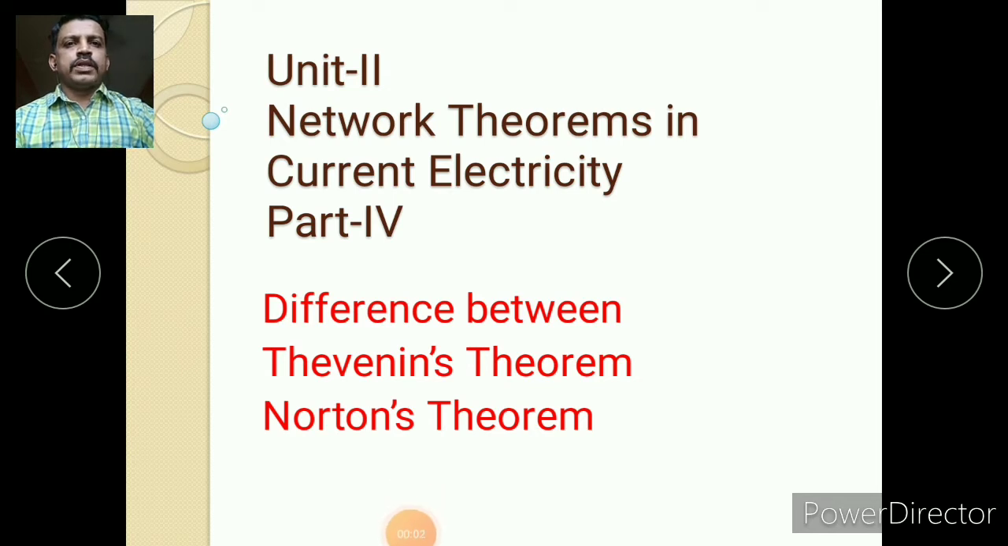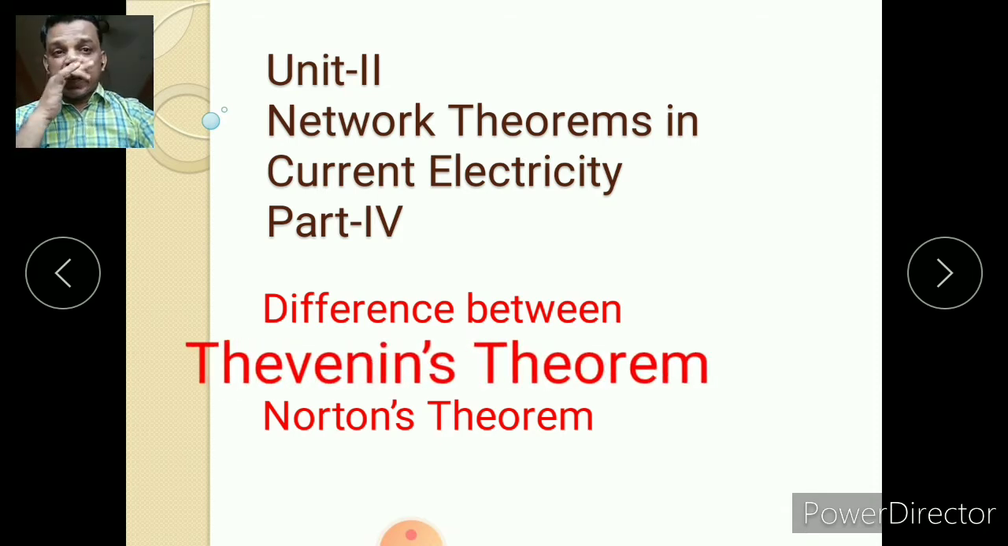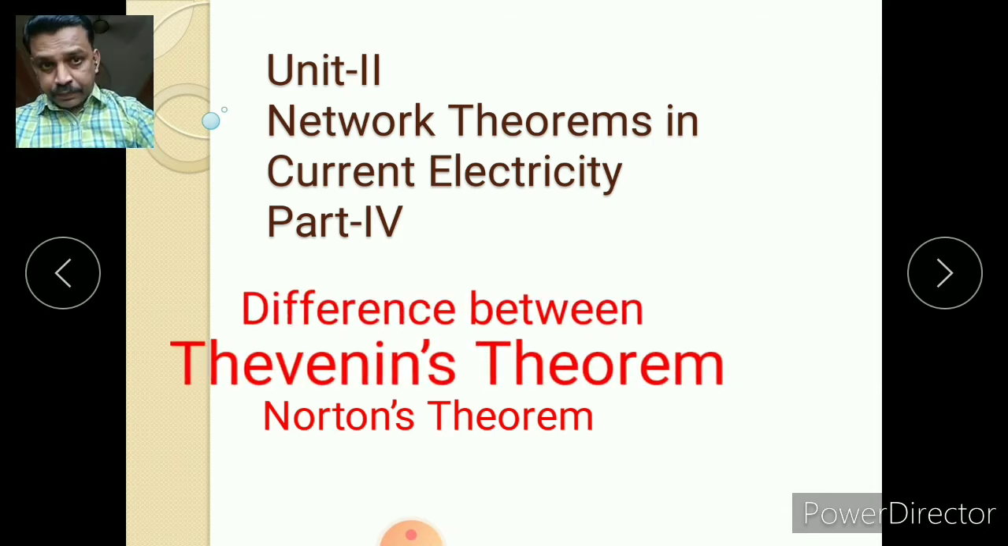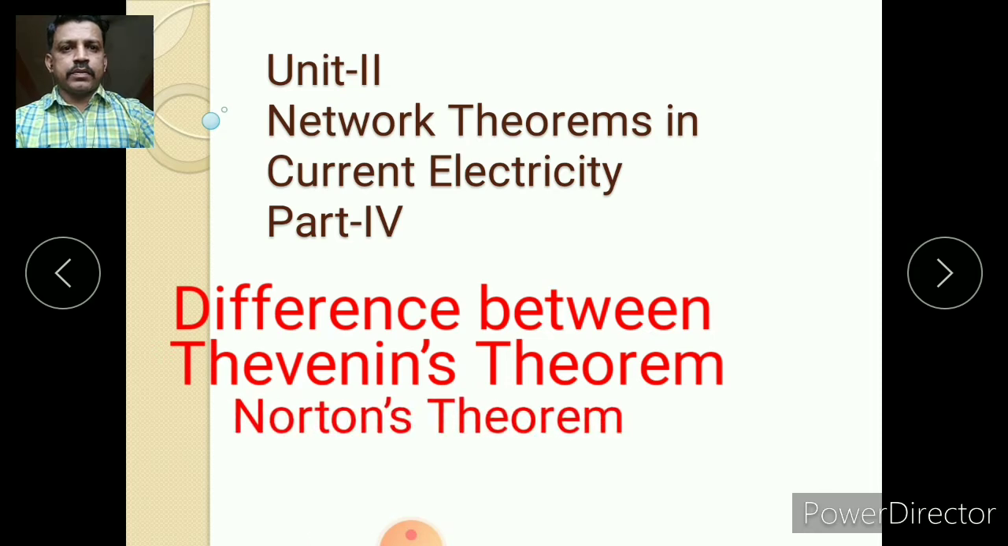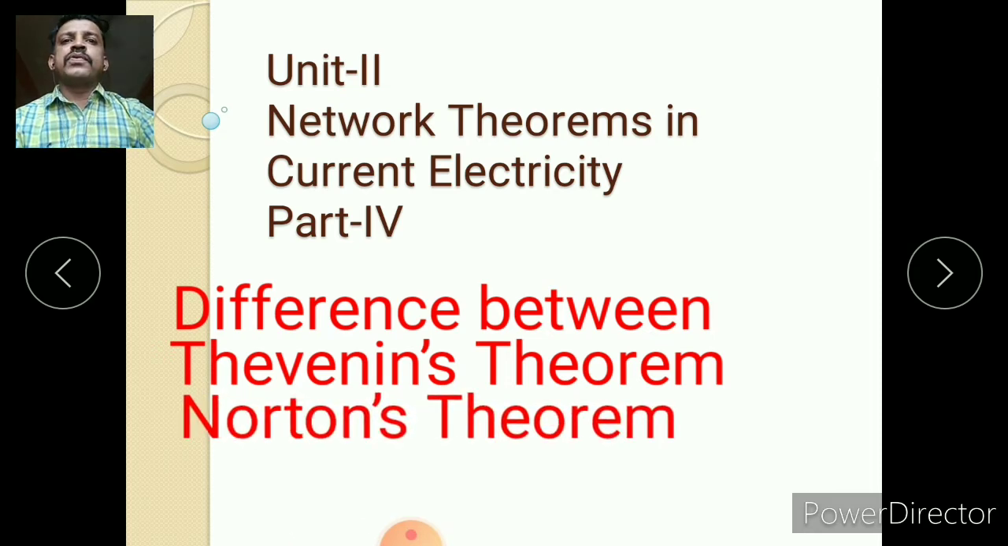Hello friends, now we see the unit second network theorem in current electricity, part 4. In this part, first we see the difference between Thevenin's theorem and Norton's theorem. So what is the difference between Thevenin's theorem and Norton's theorem?